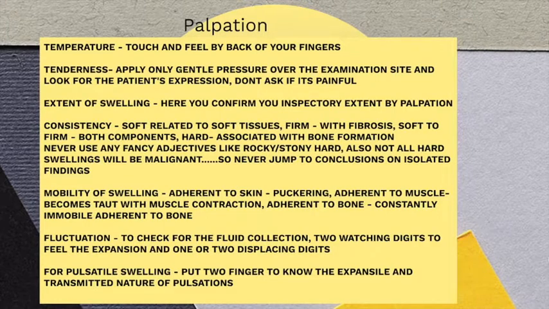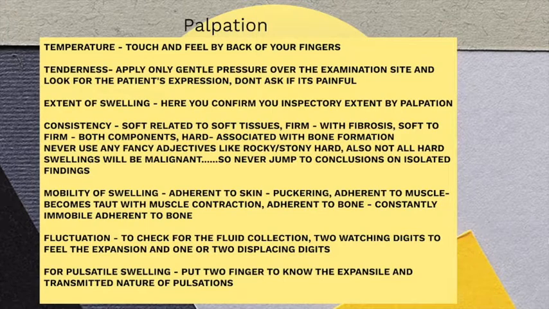Then we have to comment on the mobility of the swelling or scar or any other finding that we have checked in our inspection. If our finding is adherent to skin, then on mobilization there will be puckering of the skin visible, and if it is adherent to muscle, then it becomes taut with muscle contraction, and if it is adherent to bone, then it constantly remains in the same position. Fluctuation is done to check the fluid collection inside the swelling. Here we have to press one end of the swelling using two digits and feel for the movement of the fluid on the opposite side of swelling by two other digits and feel for the expansion.